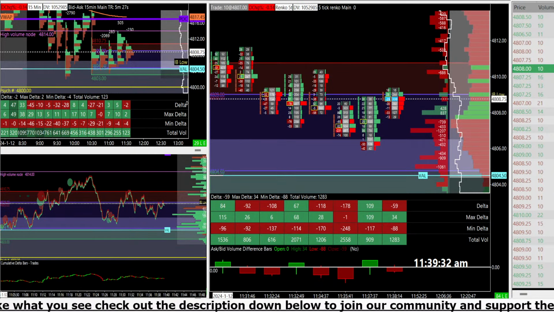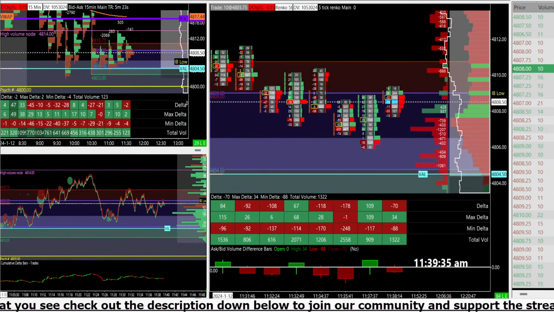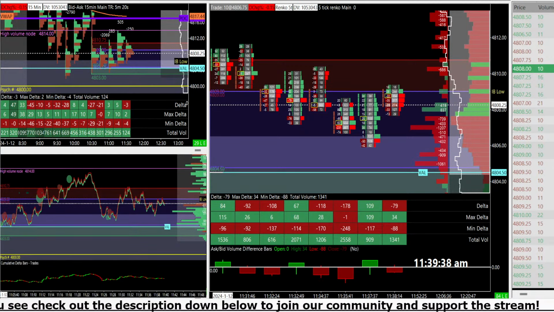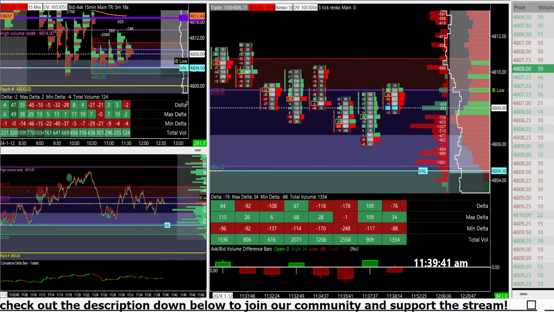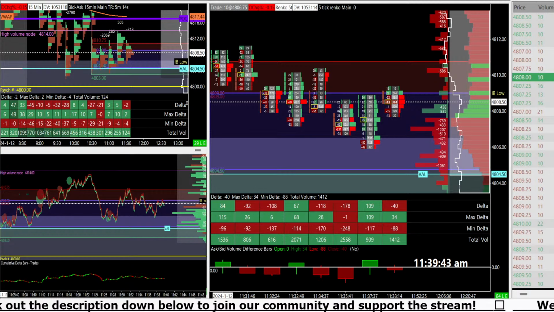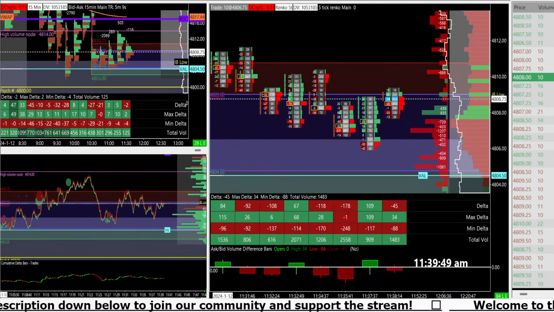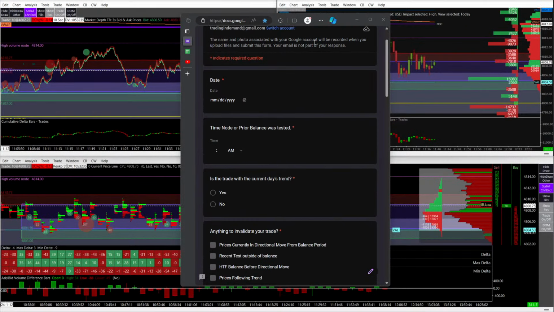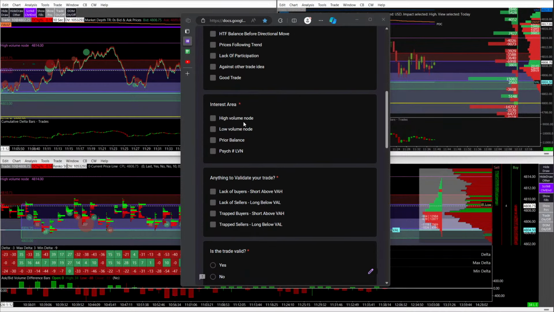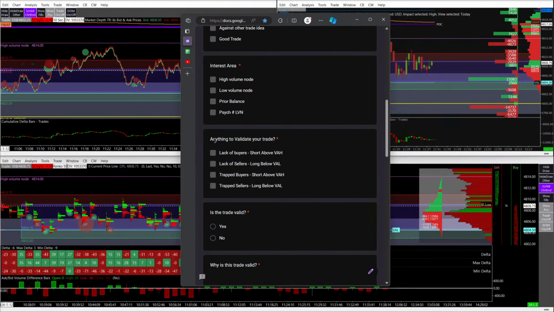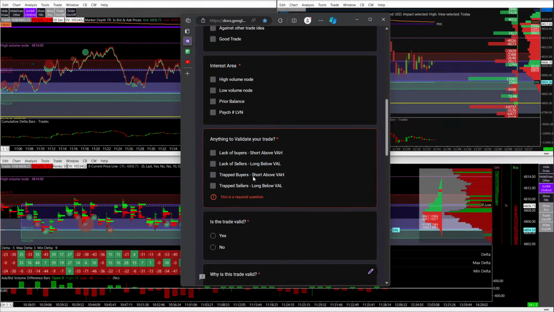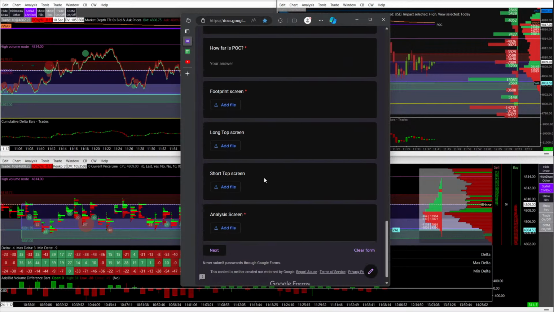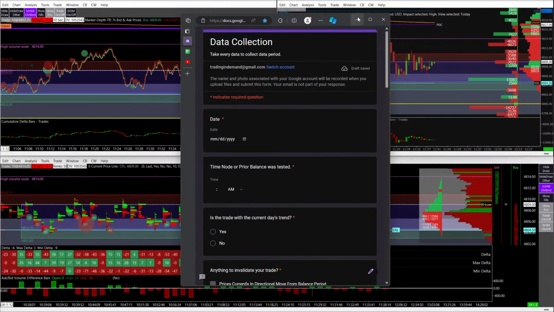Yeah, I see Tradezilla is really good, but I like to just use Google Forms. This is my Google form. Every day before I get into a trade, I fill this out. Here's my anything to validate your trade. These are the different trades I look for, the 4 different trades, and then the setup. That's basically how I do my journal.